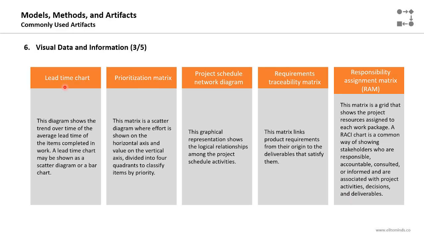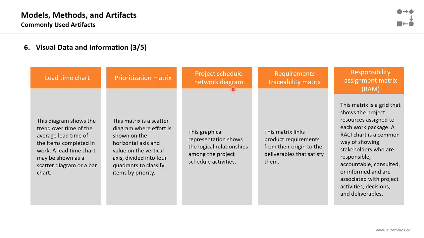Lead time chart, it's similar to the cycle time chart. It's a diagram that shows the trend over time of the average lead time of the items completed in work. A lead time chart may be shown as a scatter diagram or a bar chart, similar to the cycle time chart. So the lead time chart is a simple diagram that shows the average lead time of items completed. Prioritization matrix, this matrix is a scatter diagram where effort is shown on the horizontal axis and value on the vertical axis, divided into 4 quadrants to classify the items or the requirements by their priority.